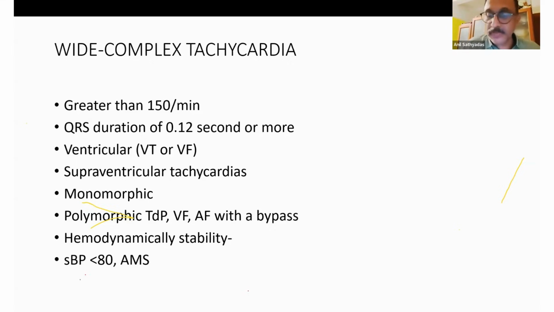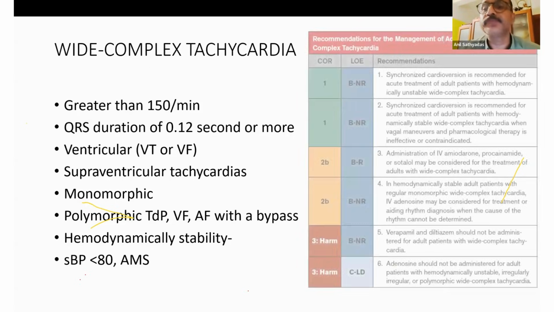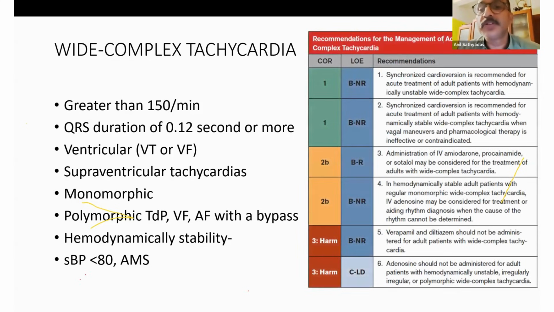Wide complexes are broadly divided into monomorphic and polymorphic. They are also divided depending upon hemodynamic stability, as hemodynamically stable and unstable. Usually, the systolic BP would be less than 80 in a patient who is hemodynamically unstable, and there will be altered mental status. There is a table showing how to go about it, and synchronized cardioversion is recommended for acute wide complex tachycardia. Here the patient is not in cardiac arrest. That is the main difference.